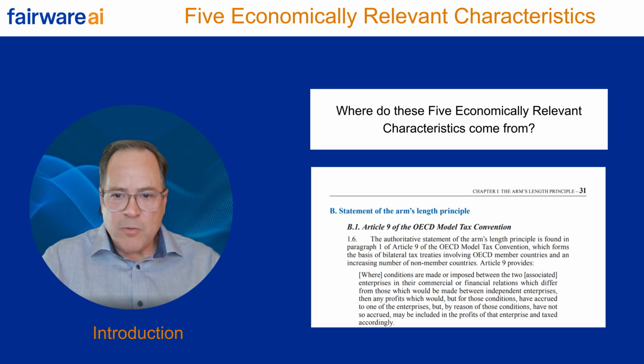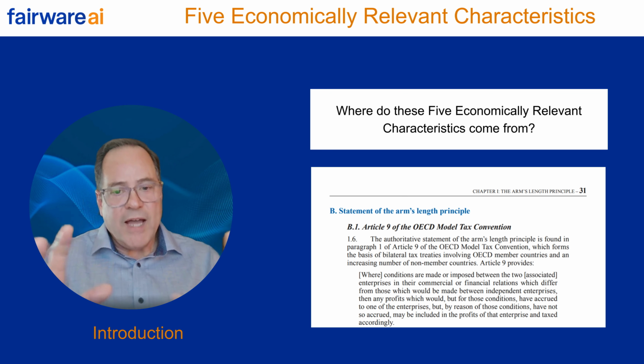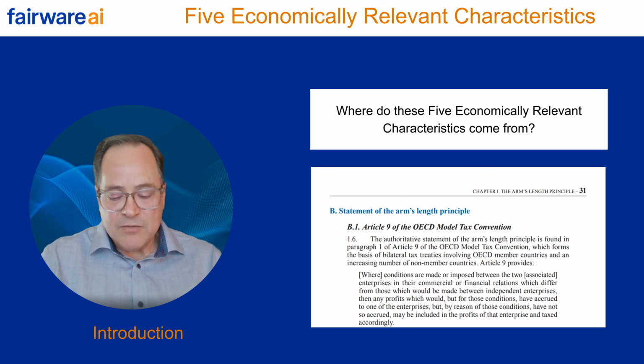Where conditions are made or imposed between the 2 associated enterprises in their commercial or financial relations which differ from those which would be made between independent enterprises, then any profits which would, but for those conditions, have accrued to one of the enterprises, but by reason of those conditions have not so accrued, may be included in the profits of that enterprise and taxed accordingly. So there's a lot in that authoritative statement.